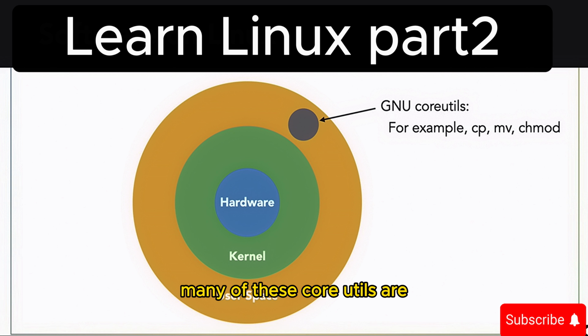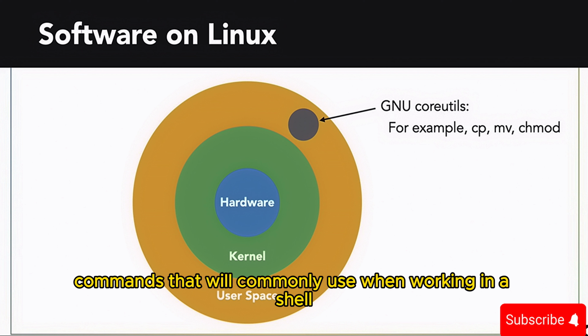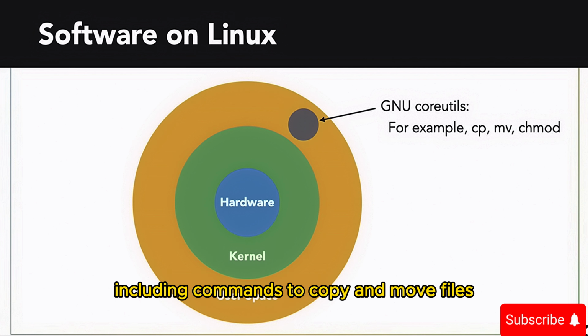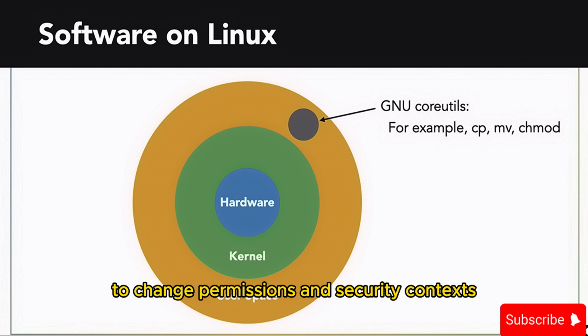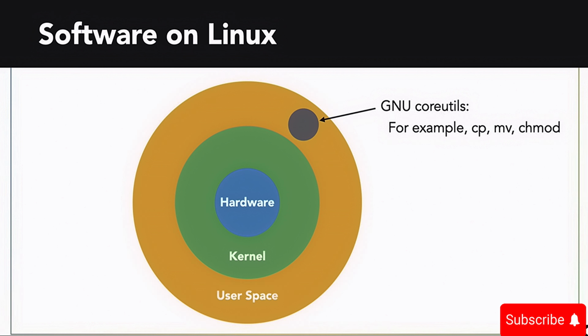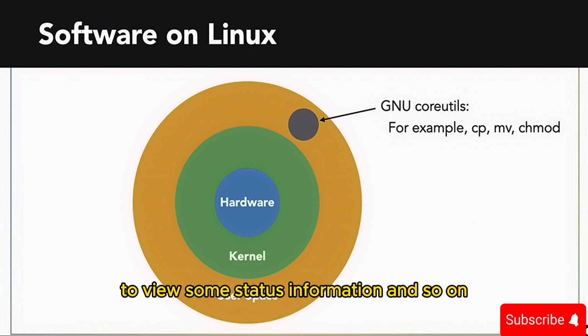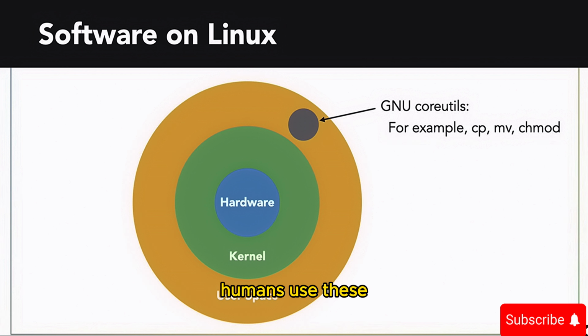Many of these core utils are commands that we'll commonly use when working in a shell, including commands to copy and move files, to change permissions and security contexts, to view some status information, and so on. Humans use these at the command line, and scripts and other programs can use them as well to perform basic tasks.